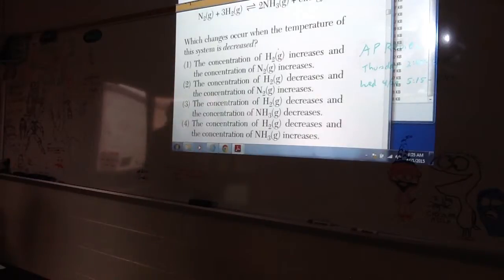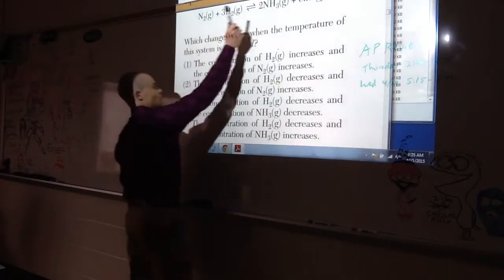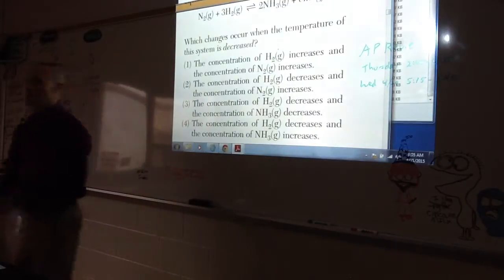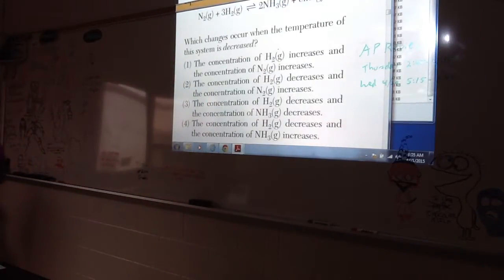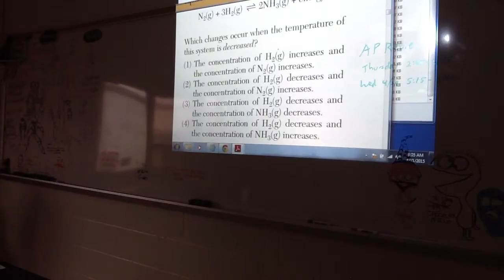Alright, so which change occurs when the temperature of the system is decreased? So if you look at this, first of all, energy's on the right. Exo or endo? Exothermic. So don't say it out loud. Think, if temperature is decreased, what did we talk about yesterday?